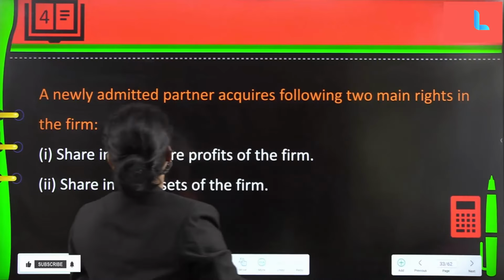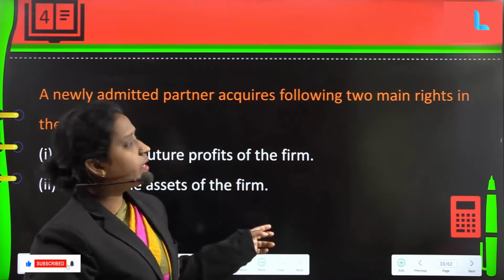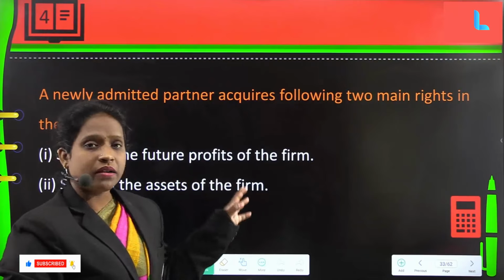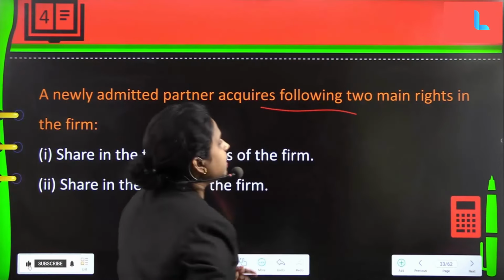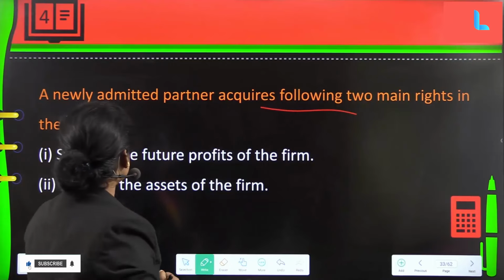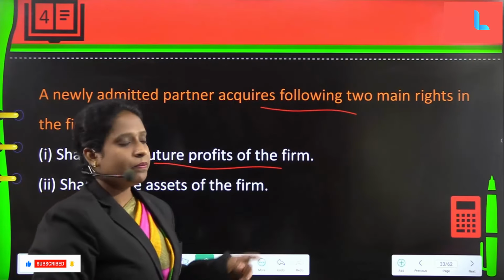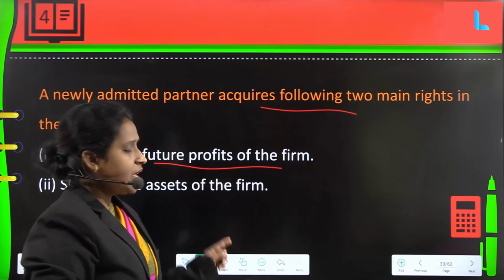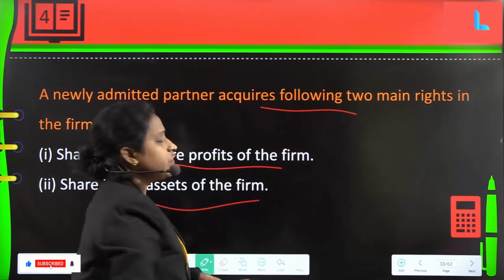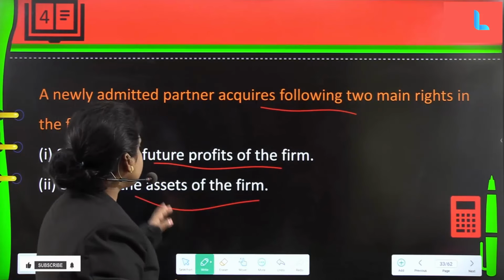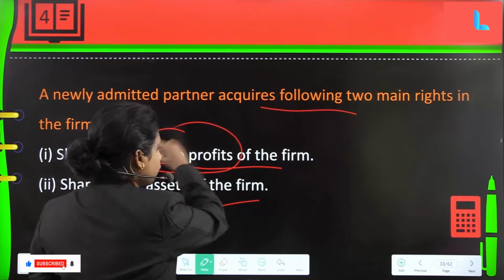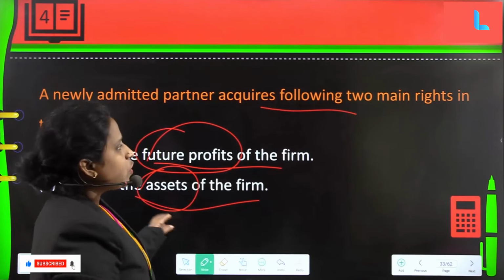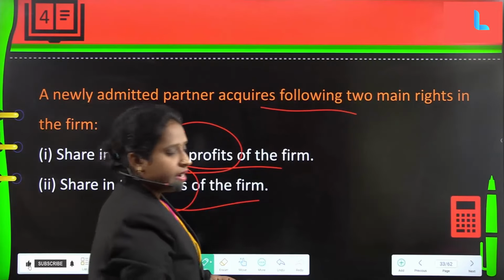Then a newly admitted partner acquires the following two main rights in the firm. The first one is a share in the future profits of the firm. And the second one is a share in the assets of the firm. So the two keywords you have to understand here are: share in the future profits of the firm, and share in the assets of the firm. These are the two important rights in the firm. Next.